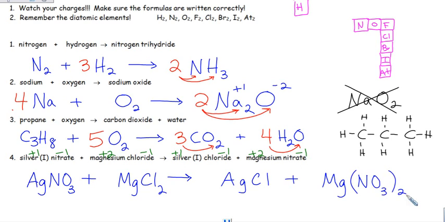Cool. And now I just balance it. Nitrate stays the same on both sides. It looks like I'm going to need 2 of them. Originally my silver was balanced, but I'm going to need 2 nitrates. So by putting the 2 out in front, I'll also double my silver. 2. Magnesium, magnesium, 2 chlorine. What do you know? 2 chlorine. It's balanced. You just have to be a little careful with your formulas.